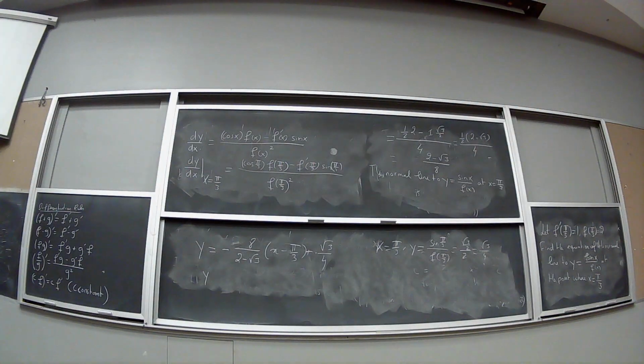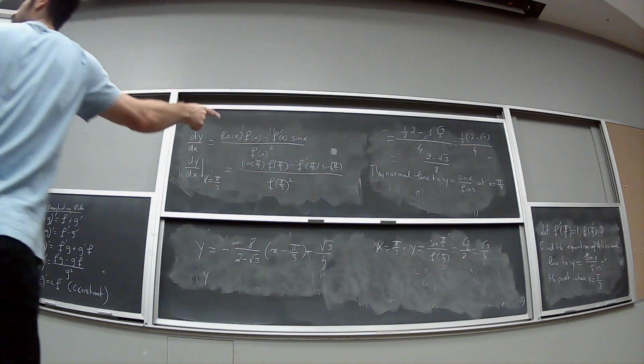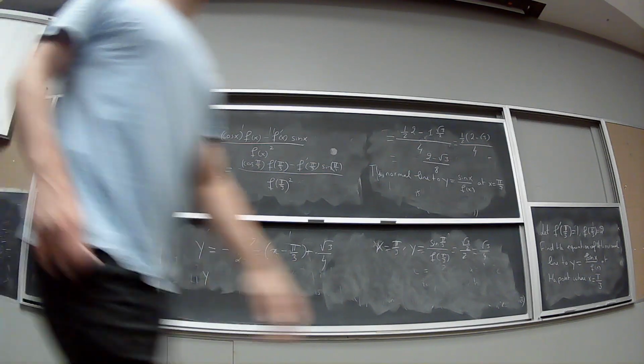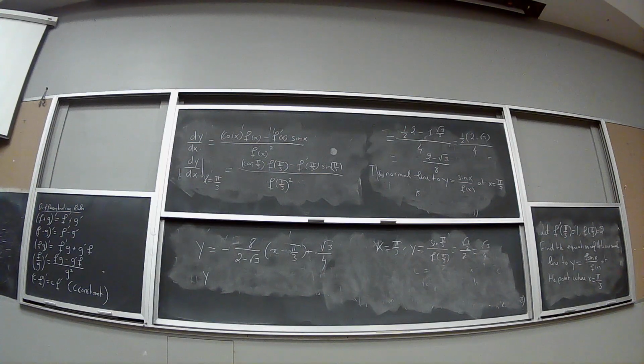Where is that? Here? So I have sine over f. So the derivative of sine is cos. It's cos times f minus f prime times sine. Okay? Very good. Okay, great. Any questions thus far? Any questions so far? Should we do some examples?